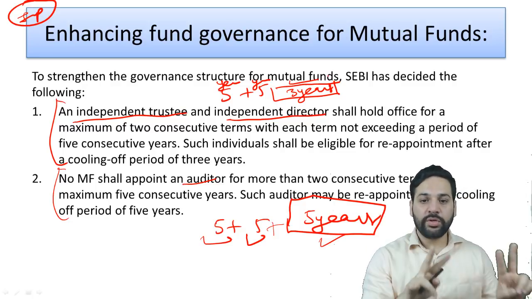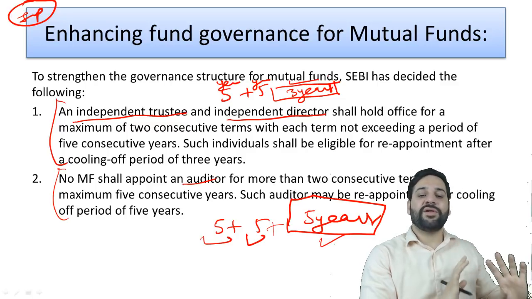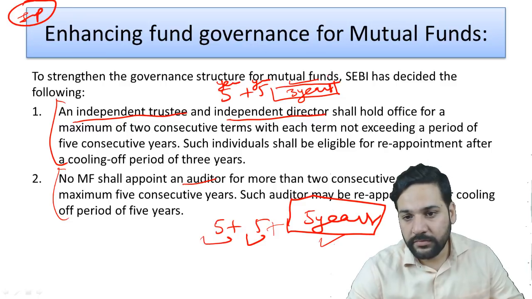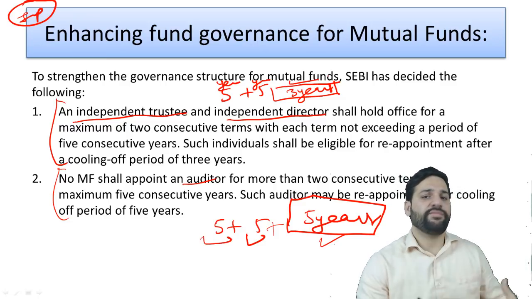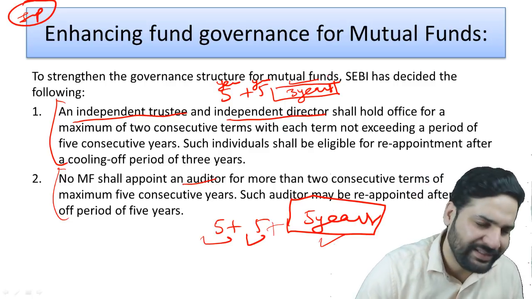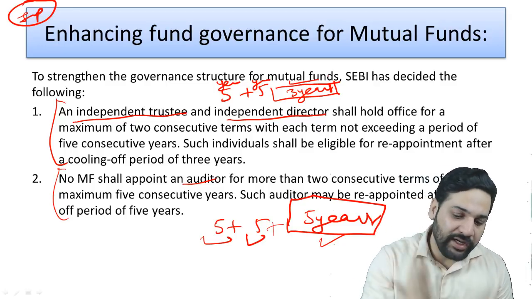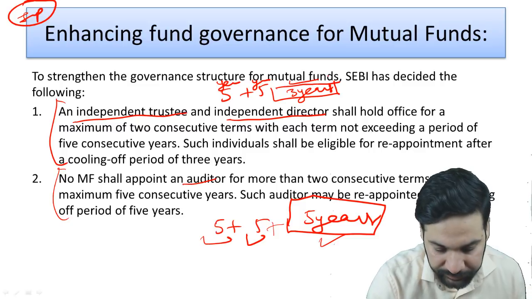There are 2 terms of 5 years in case of an independent trustee and director, and in case of an auditor also there are 2 terms. There can be two consecutive terms of 5 years each in case of auditors as well as in case of independent trustees and independent directors. I hope you are getting the point. This one is really important. If you are unable to understand it, please let me know.